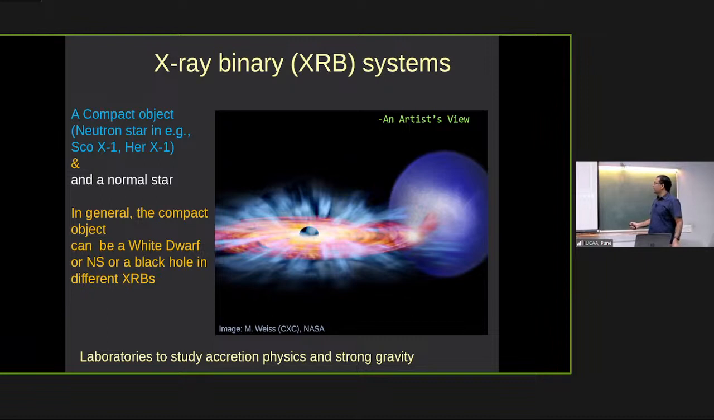And then very close to the black hole, because of extreme physical conditions, things are affected by general and special relativity, etc. So by studying the emission from the very immediate environment of this compact object, we can actually learn quite a bit.